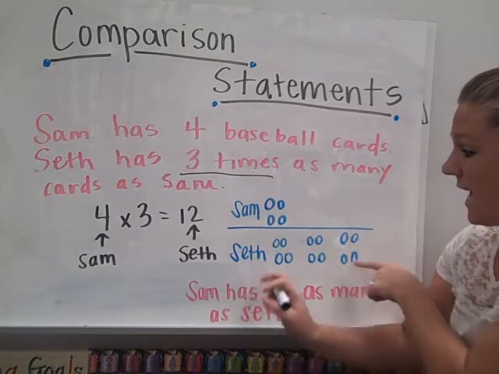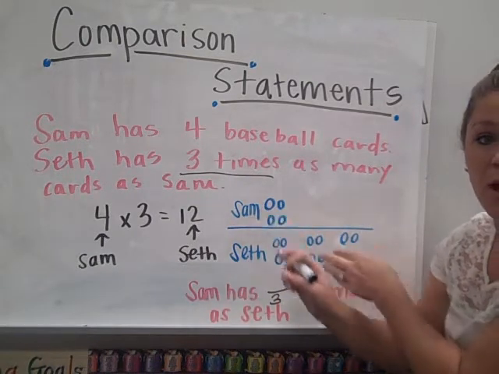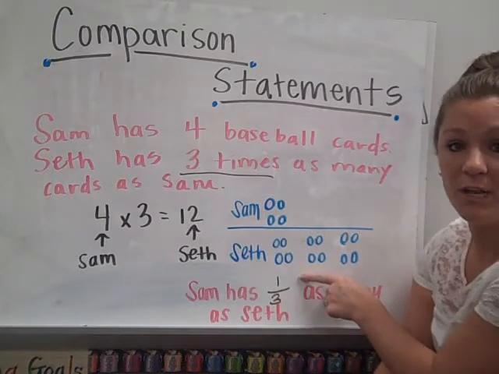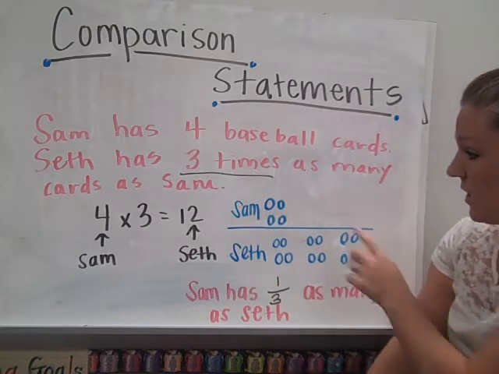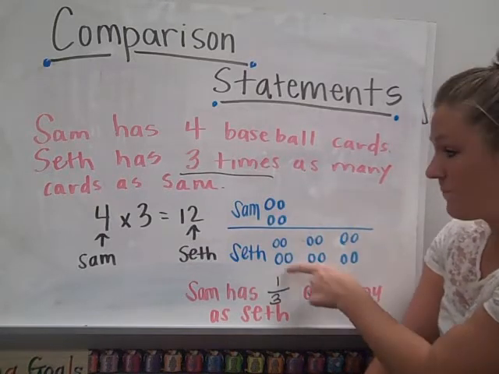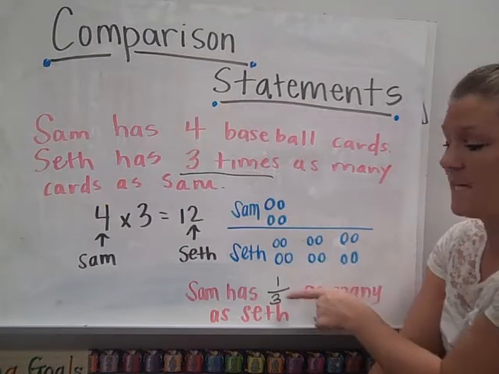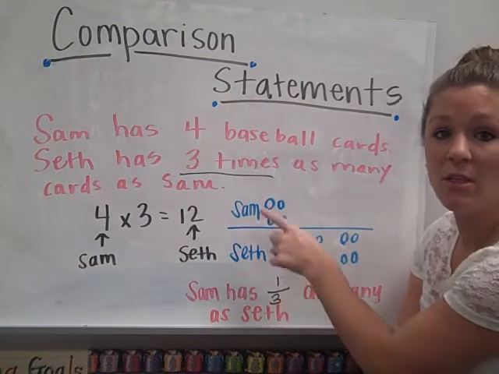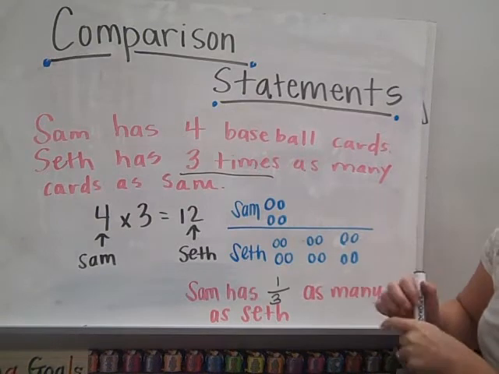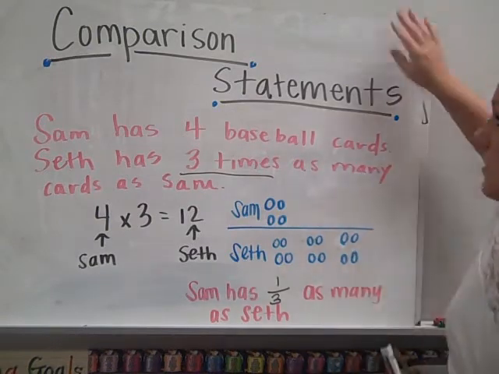Now Sam only has one group of the whole that Seth has. So he has the numerator of 1. Okay? So Sam has one group. That's why there's a numerator of 1. And there's 3 whole groups that Seth has. So Sam has 1/3 as many as Seth. All right, we're going to do a few more. This was just to introduce it.